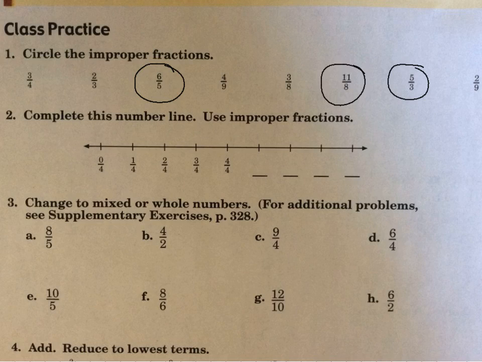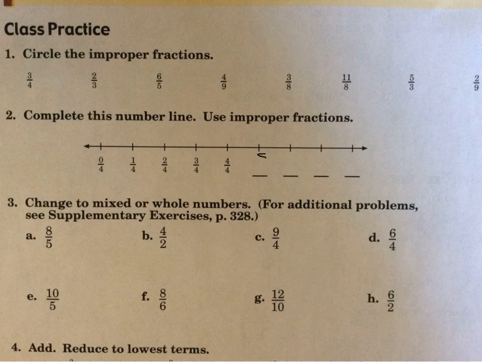Number 2 says to complete this number line, use improper fractions. And what they've done is they've gone from 0/4, 1/4, 2/4, 3/4, 4/4, and now we are using improper fractions. Next one should be 5/4, then 6/4, 7/4, and 8/4.